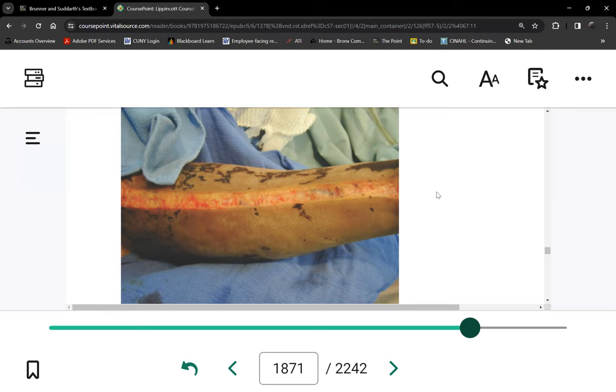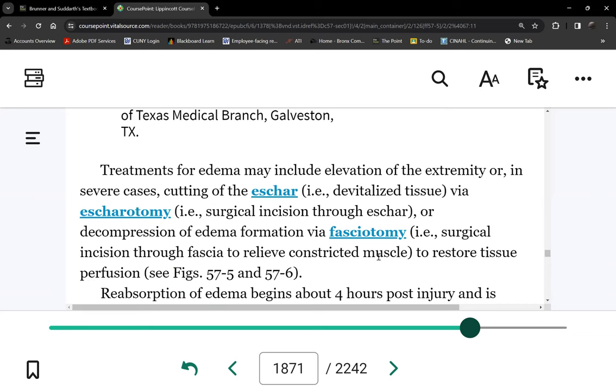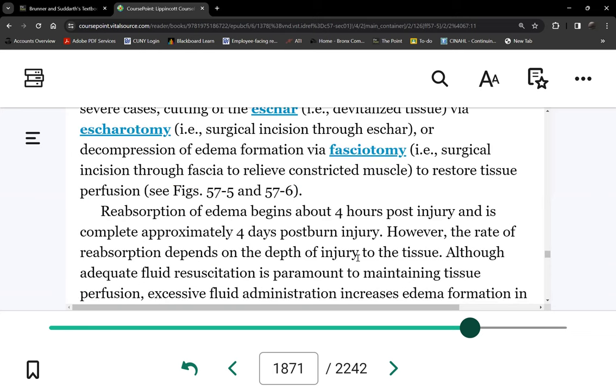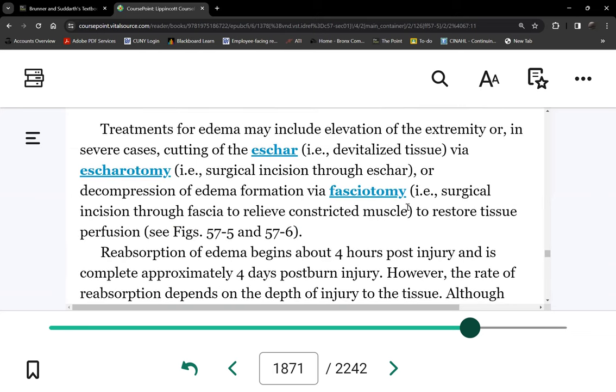So we cut through here to restore circulation. Okay, so the compartment syndrome in burns, circumferential burns, is managed by escharotomy. Okay. So it's fasciotomy if it's in a muscle.